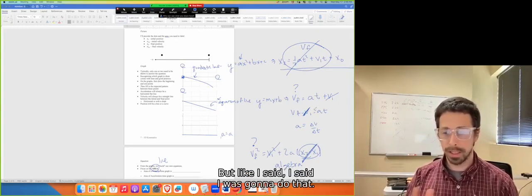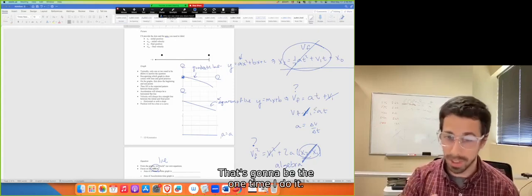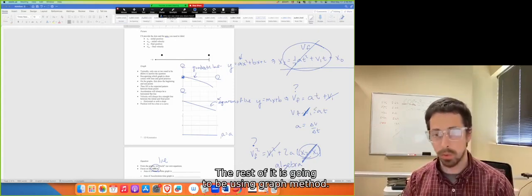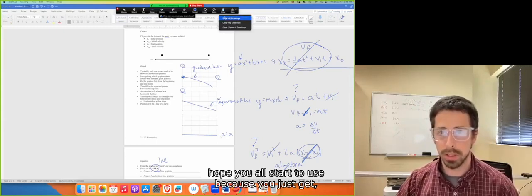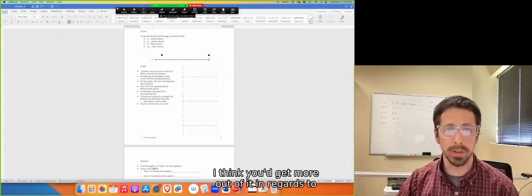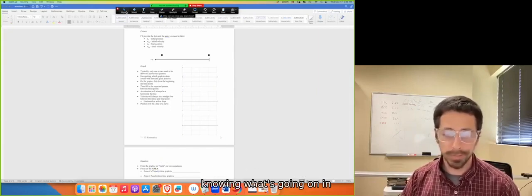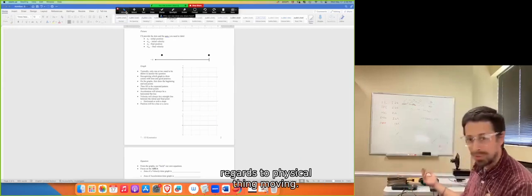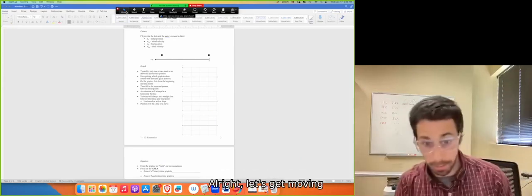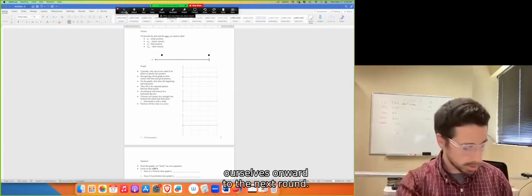But like I said, that's going to be the one time I do it. The rest of it is going to be using the graph method, and that is the method that I hope you all start to use, because I think you get more out of it in regards to knowing what's going on, in regards to the physical thing moving. All right, let's get moving ourselves onward to the next round.